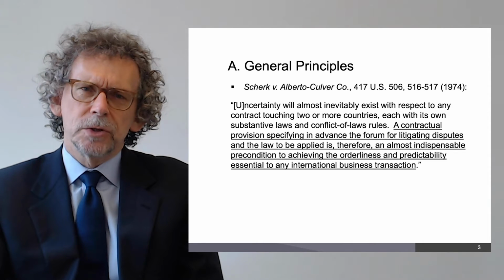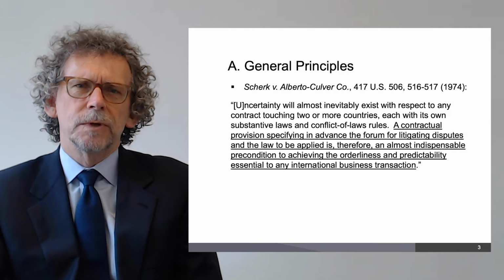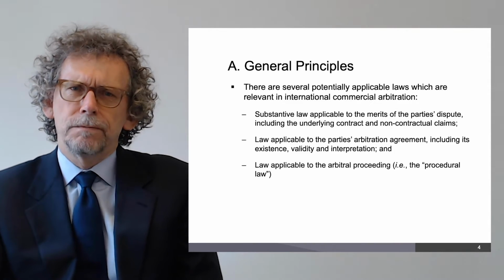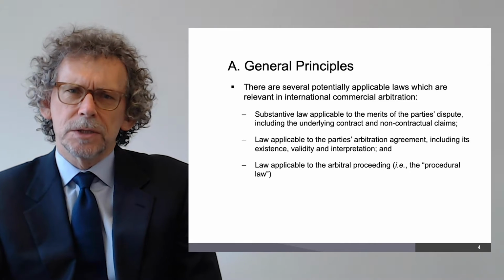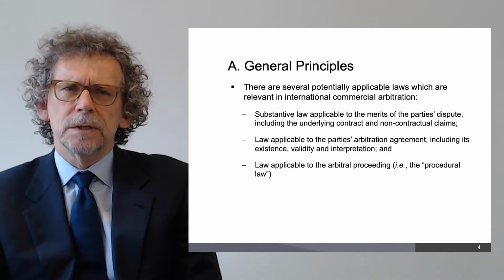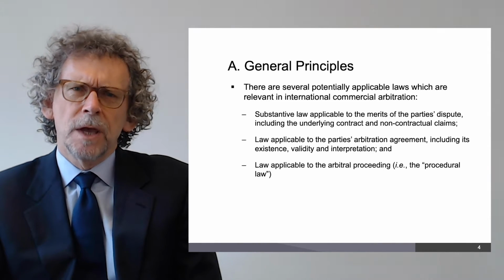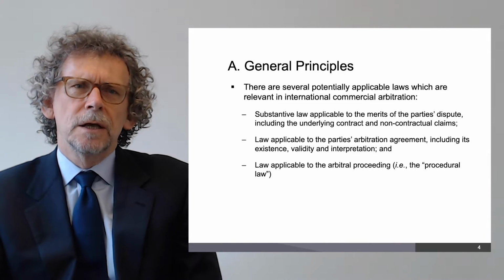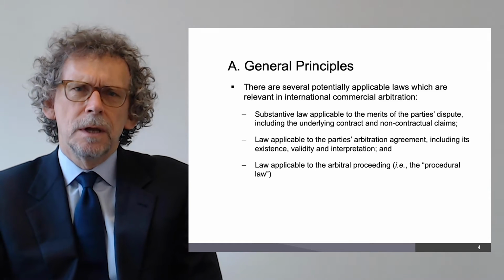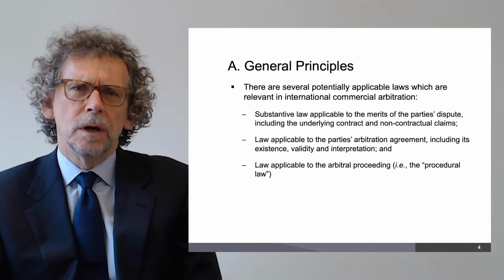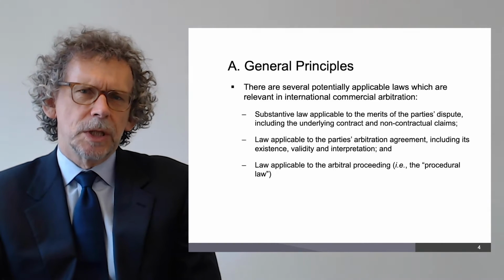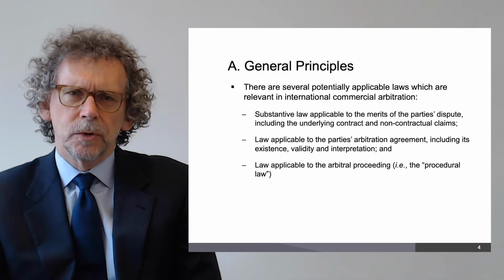In international arbitration, it's important to distinguish between several different potentially applicable laws. These potential choices are listed on the current slide. First, the substantive law applicable to the merits of the party's dispute: the party's underlying commercial contract, and the party's non-contractual claims and disputes, such as breach of fiduciary duties or misappropriation of trade secrets. That's one of the potentially applicable laws in international commercial arbitration.